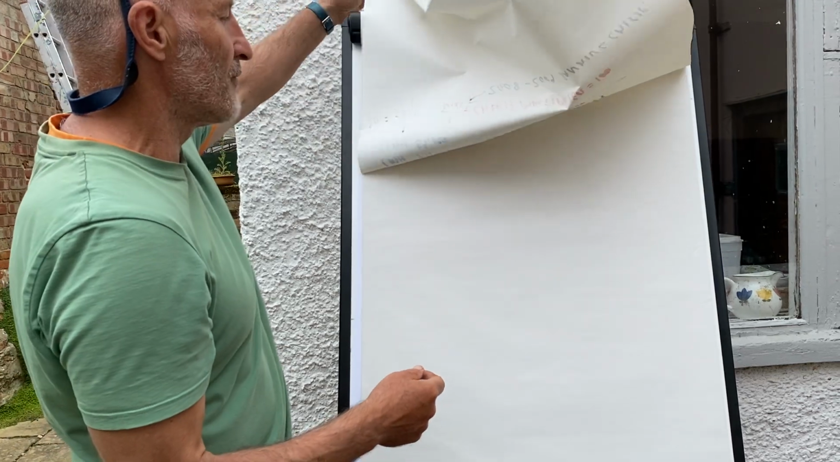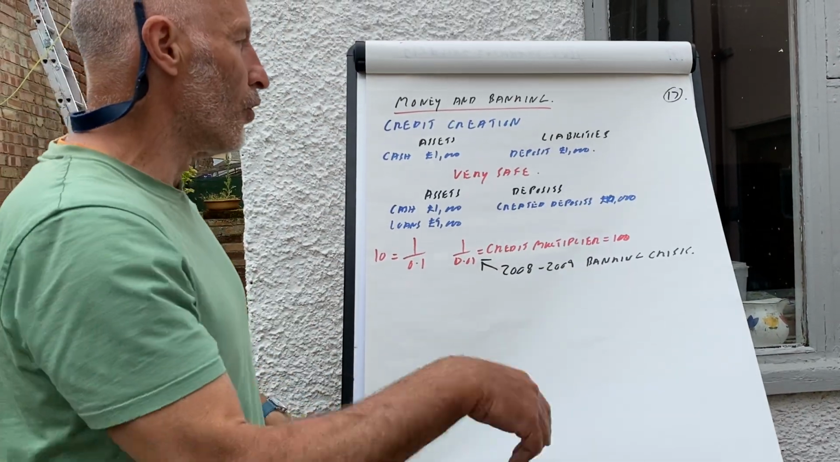If you don't, watch the money and banking video. And those are all the diagrams needed for paper 2.